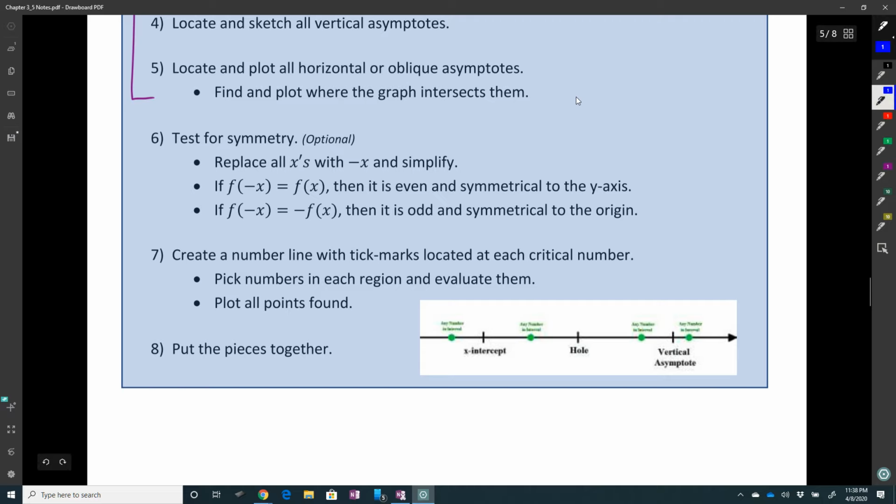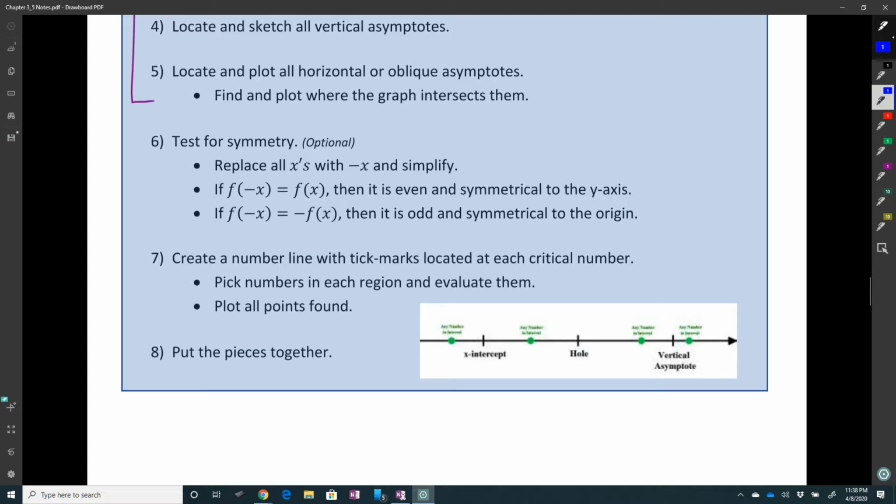6 is optional. I'm not going to do it. But if you want, you can test for even or odd. But we already covered that in exam 1, so I'm not going to retest over it.